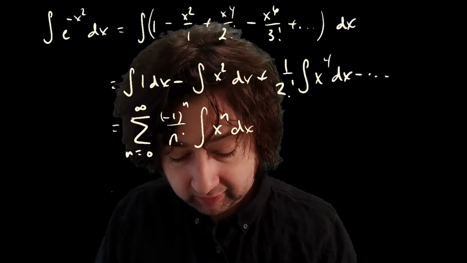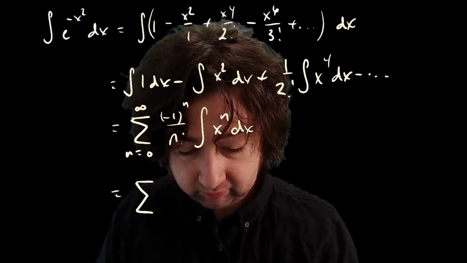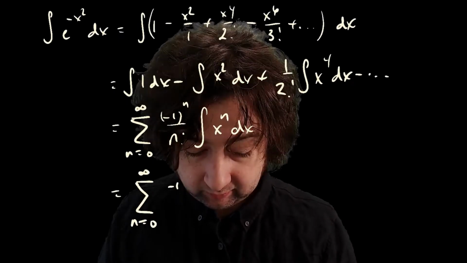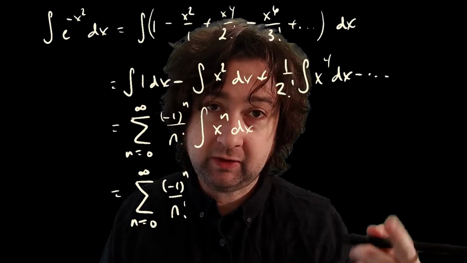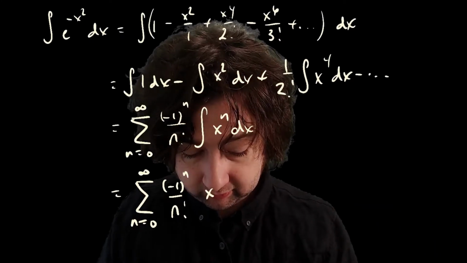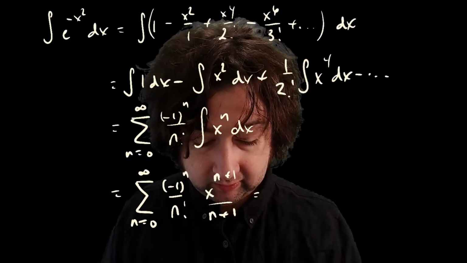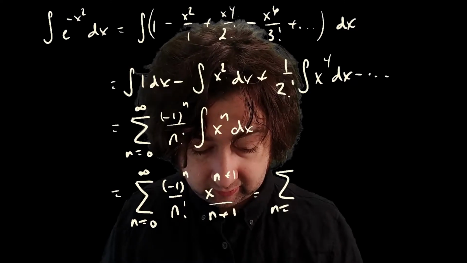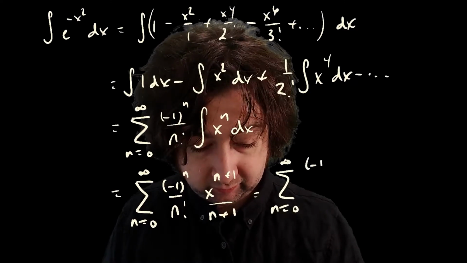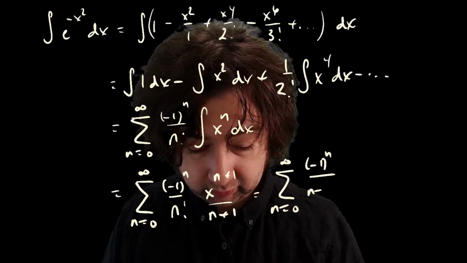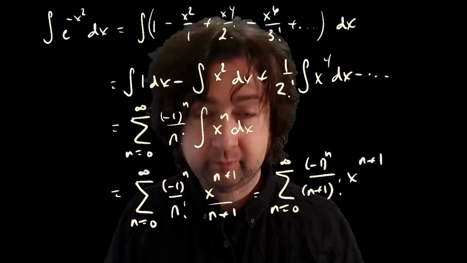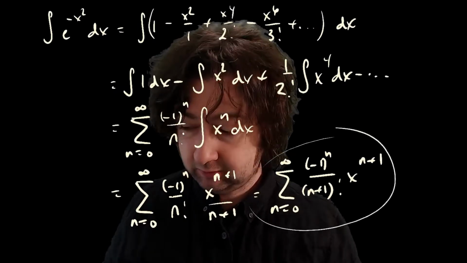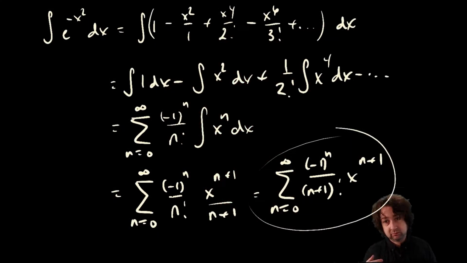And then that lets me write down an expression for the integral of e to the minus x squared, minus 1 to the n over n factorial. I've got to increase the power of the x and then divide by the new power. And that means that I could rewrite this as the sum from n equals 0 to infinity of minus 1 to the n over n plus 1 factorial times x to the n plus 1. And so this expression right here, that's about the best we can do. This is the integral of e to the minus x squared.